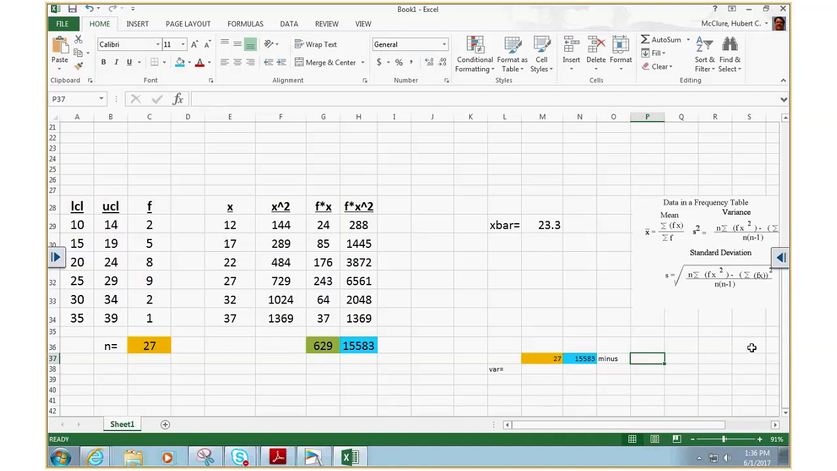And the summation of f times x, quantity squared, so I'm going to take this guy and raise him to the second power, all over n times what? Okay, and everybody, that's what you're putting in your handy dandy formula for the variance.